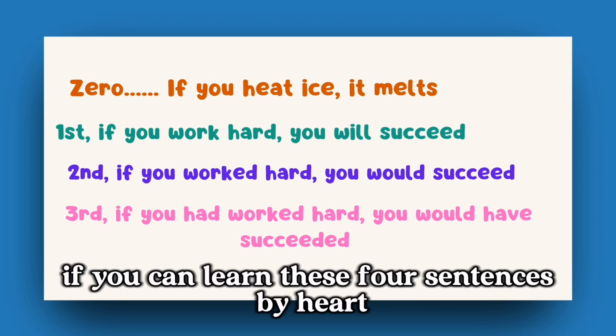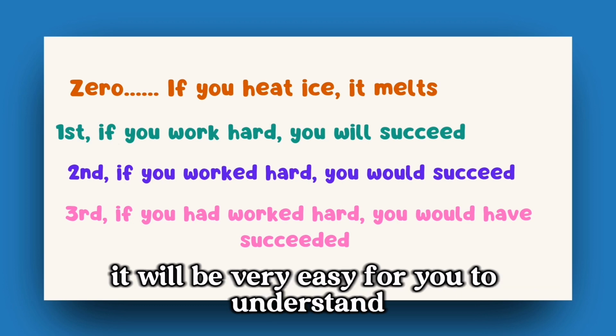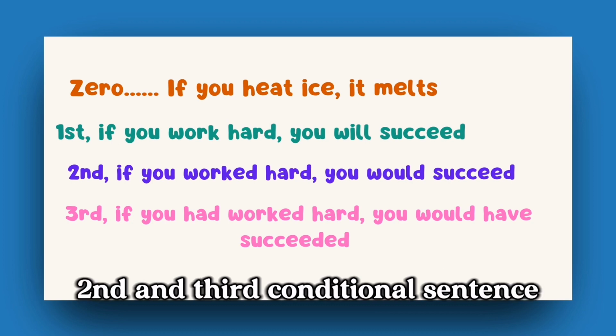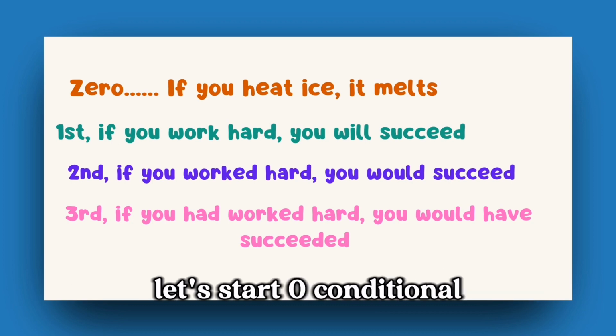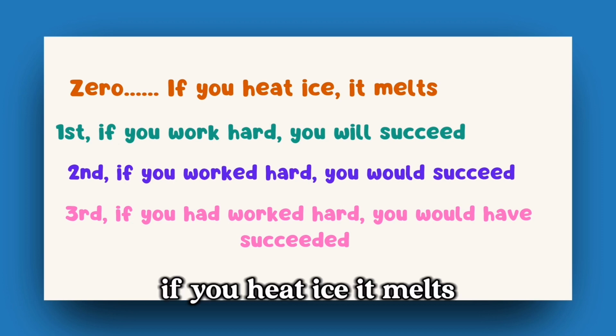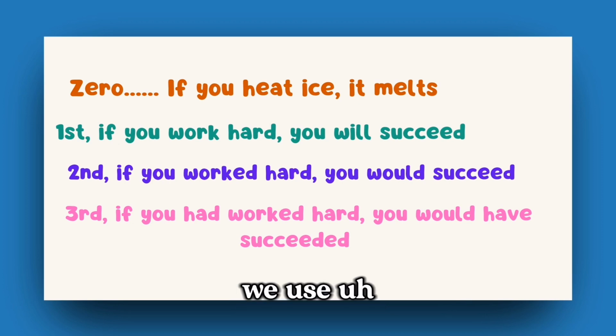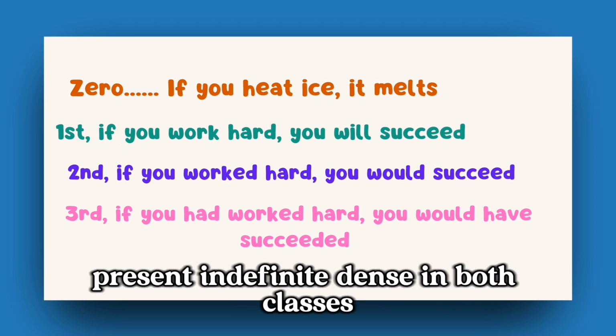If you can learn these four sentences by heart, it will be very easy for you to understand the basic structure of zero, first, second, and third conditional sentence. Let's start. Zero conditional. If you heat ice, it melts. Heat and melts, you will understand that in zero conditional we use present indefinite tense in both clauses.